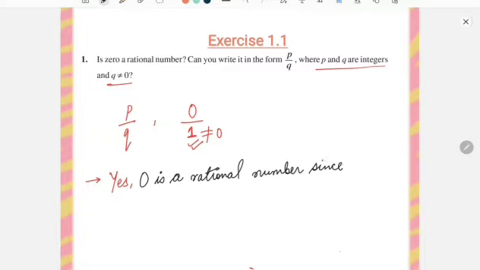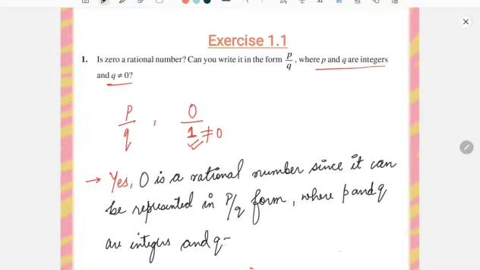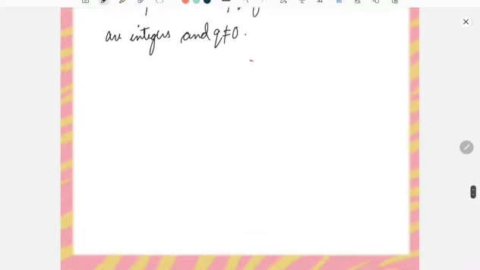Since it can be represented in P by Q form where P and Q are integers and Q is not equal to 0. Alright, now moving to the next question.